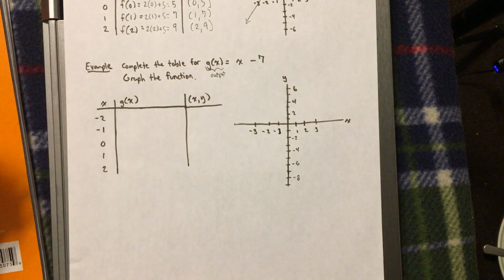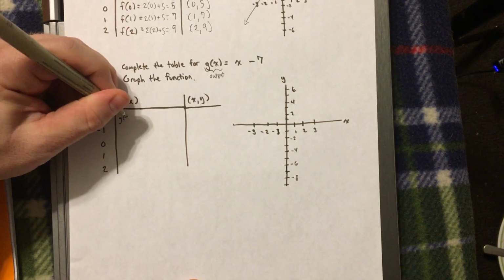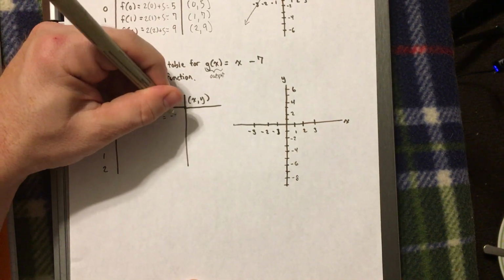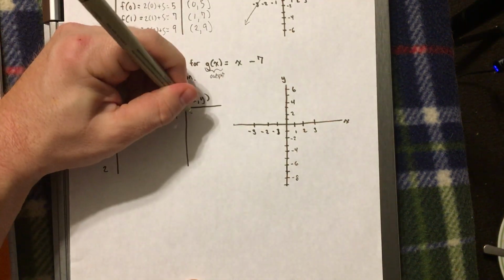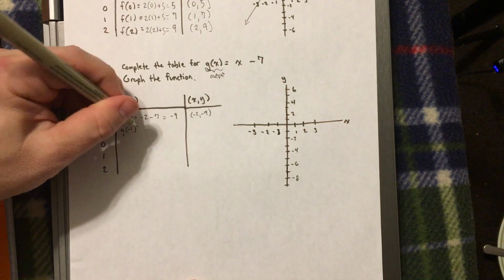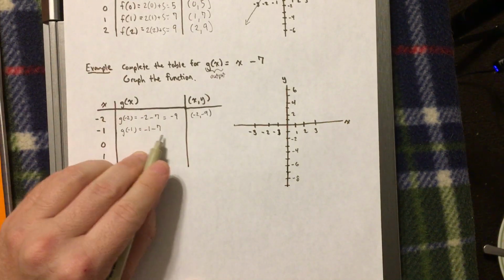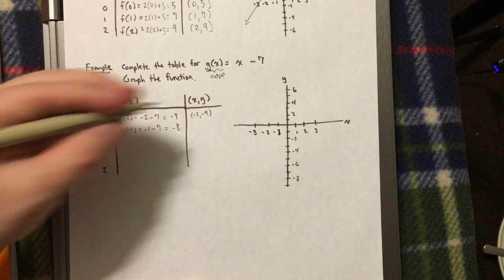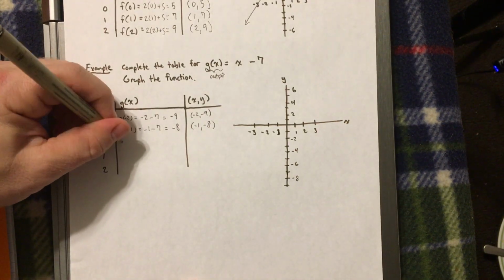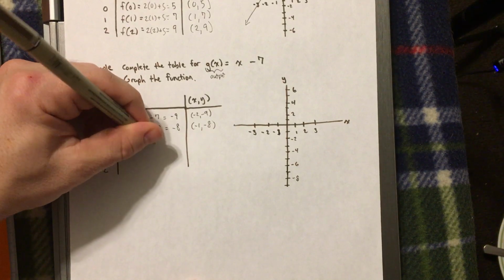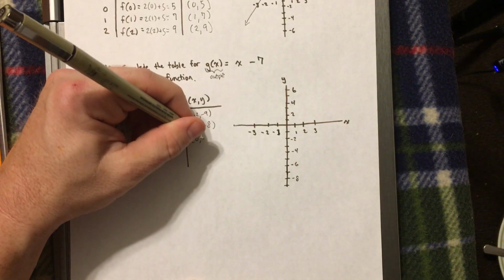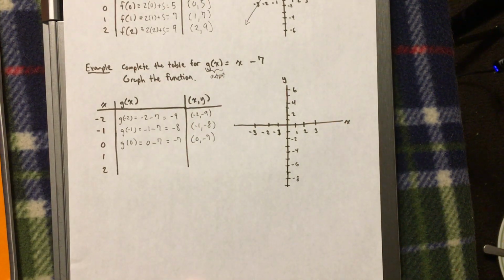So let's try these out. For the first one, g of -2 is equal to -2 minus 7, which gives us an output of -9. So the first coordinate is at -2, -9. The next one, g of -1, will be -1 minus 7. -1 minus 7 is -8. So -1, -8 is our next ordered pair. Then we have g of 0, which is 0 minus 7, which is -7. So 0, -7 is our next ordered pair.